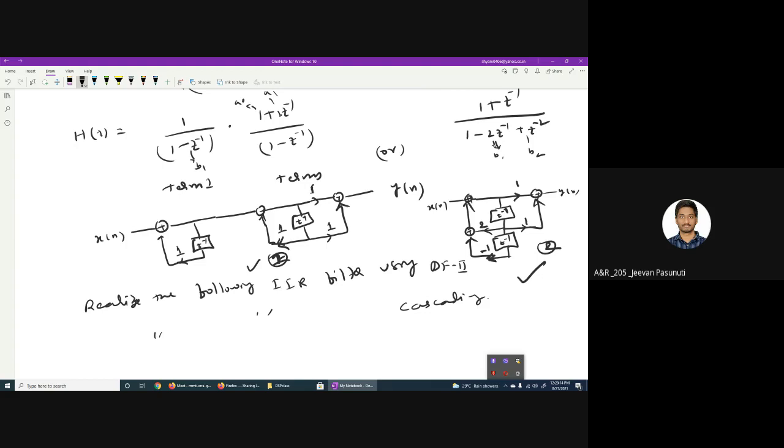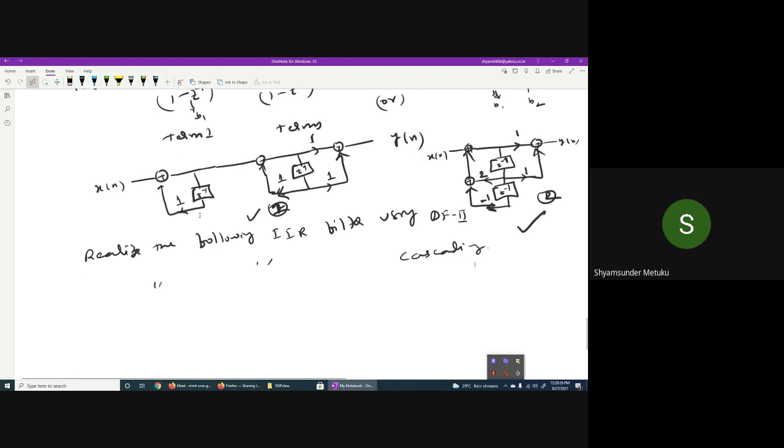Yes, sir. After whatever happens on the left side, we can't mix those two. No, cascading. When somebody says cascading, it is a simple form. In both the cases, the order is one only. Two first order components you are using here, and one second order you are using.